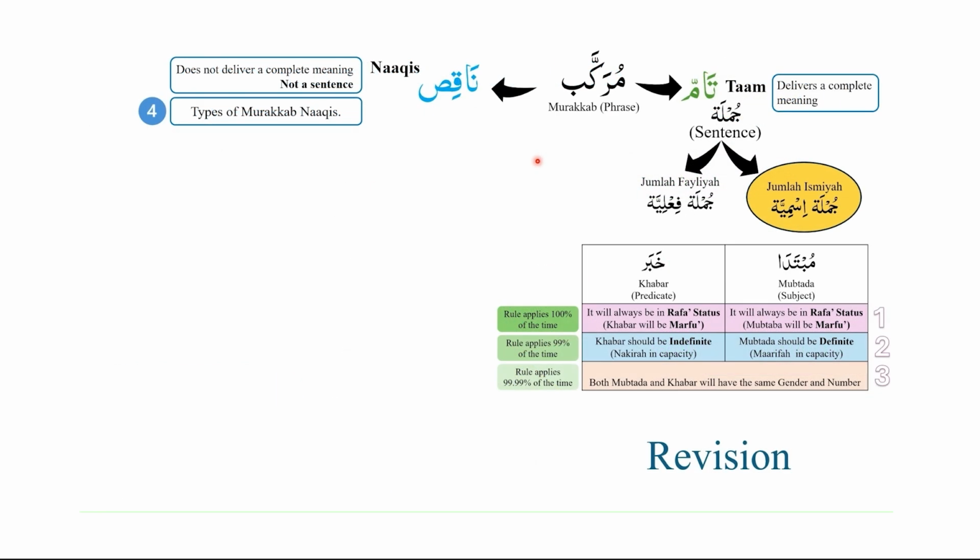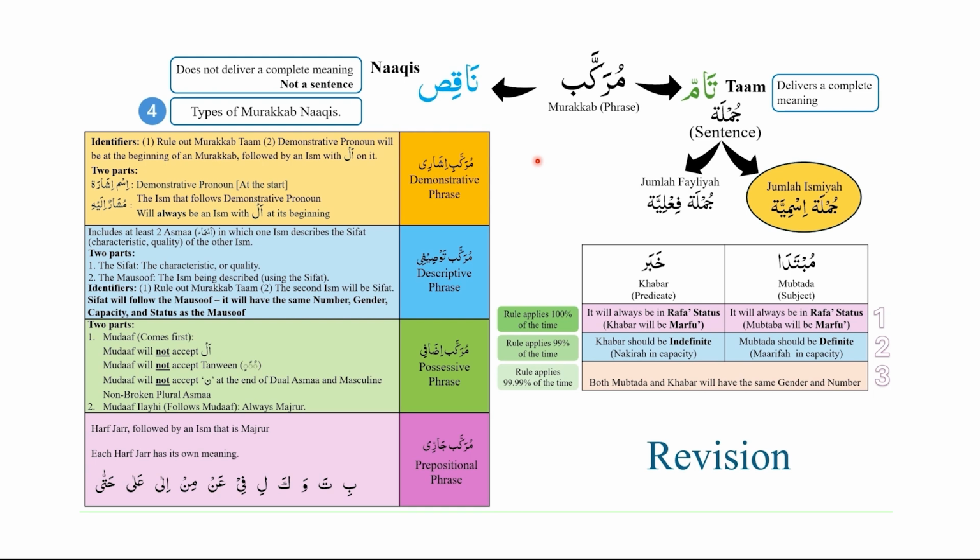Next, we studied the 4 different types of murakkab nakis. These were as follows: murakkab ishari or demonstrative phrase. Each murakkab ishari is comprised of 2 parts: ism ishara, which is the demonstrative pronoun, which comes at the start of the demonstrative phrase, and it is followed by musharun ilay. This is the ism that follows ism ishara, and it will always be an ism with al at its beginning.